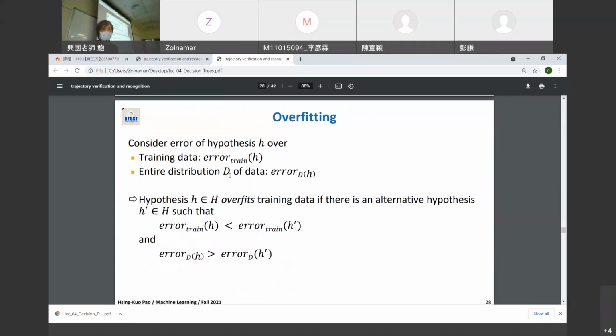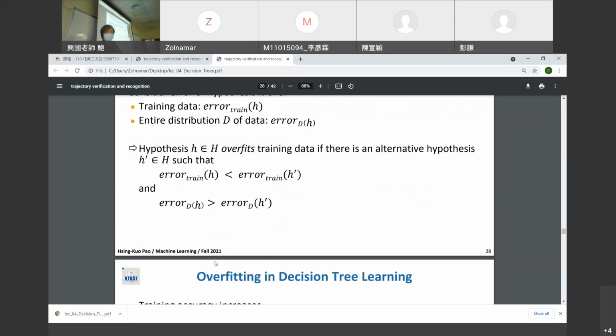So that's overfitting. We talked about overfitting last week, and here is a clear definition. When we have two hypotheses, if for the training the error goes in one direction, but for the testing it goes the other way around, then we say that's overfitting.